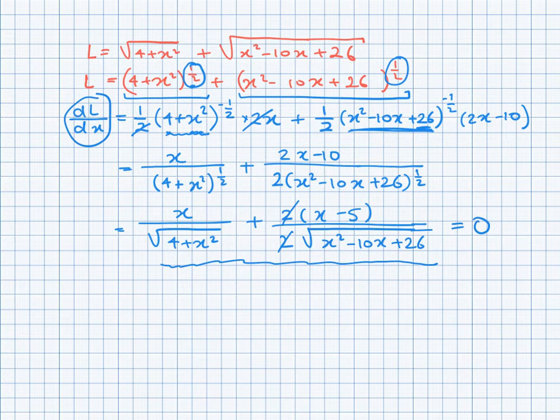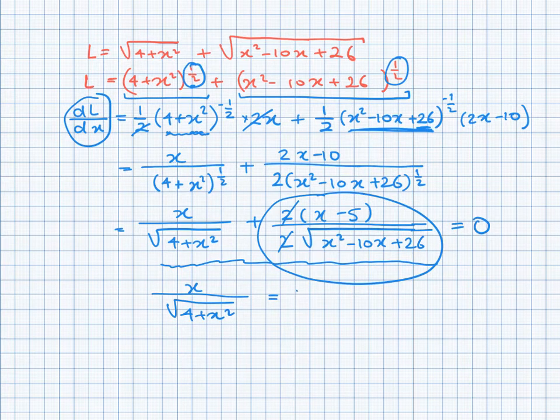I'm going to put 4 plus x to the power of 2 and move all of this to the other side, which becomes negative x take away 5 over all of this: x to the power of 2 take away 10x and then plus 26. So it does look a little bit nasty, but that is fine.